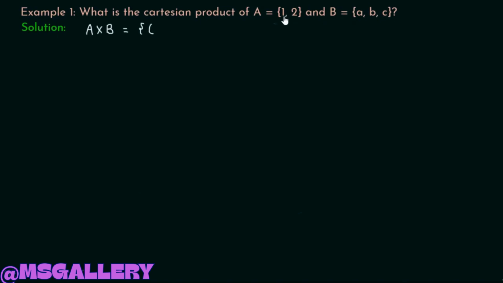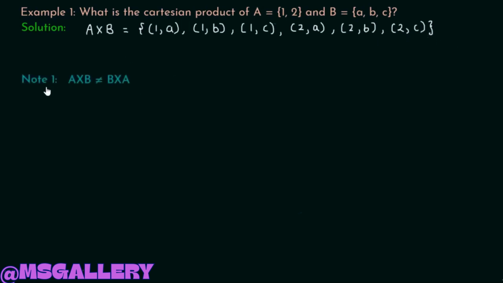We can take the first element of A and we will take all the elements of B. Here you can see that we can take 1 as the first element and the second element can be a. We can take 1 in the first place and b in the second place, then 1c. Similarly, we can have 2a, we can have 2b, and we can have 2c. So these are all the different possible combinations, right?